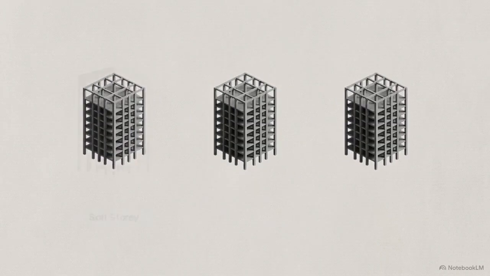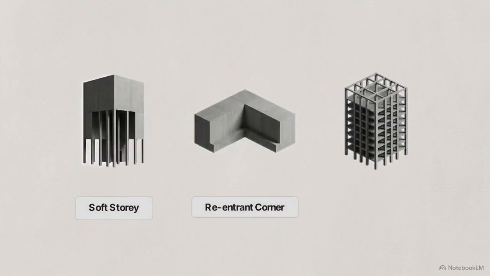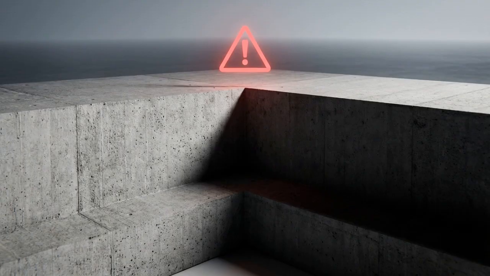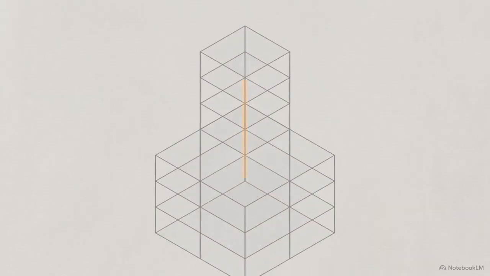Real-world architecture demands open parking floors, L-shaped footprints, and staggered elevations to function. These architectural features create structural traps. They break the vertical load path and force seismic energy to concentrate at specific, highly vulnerable nodes.